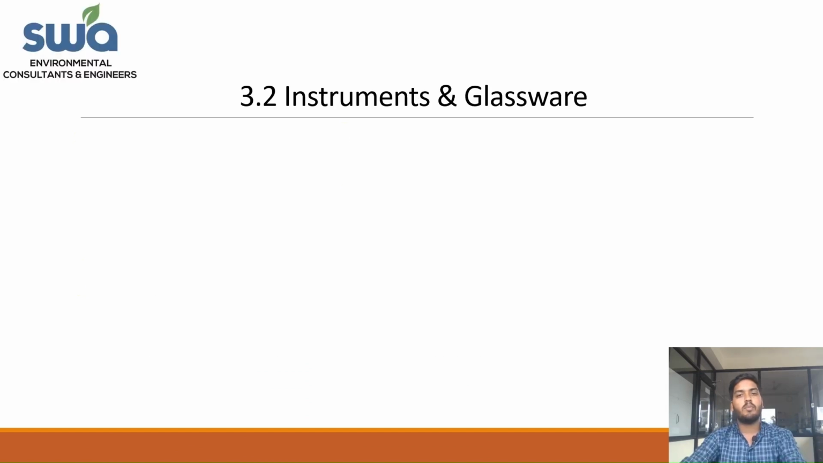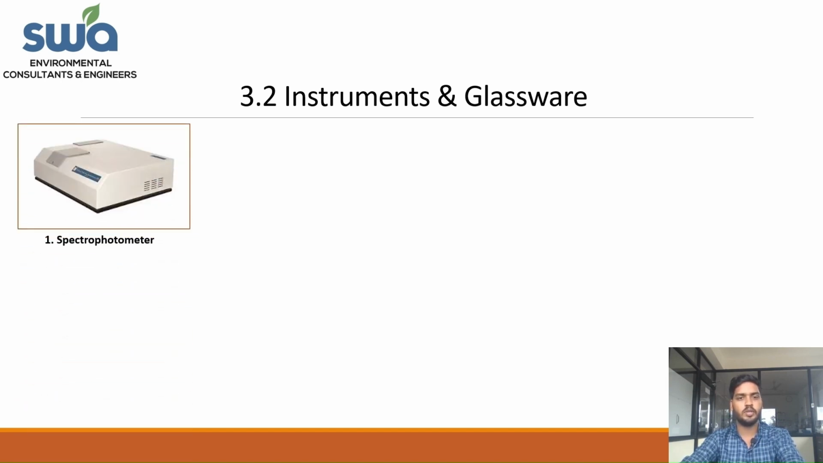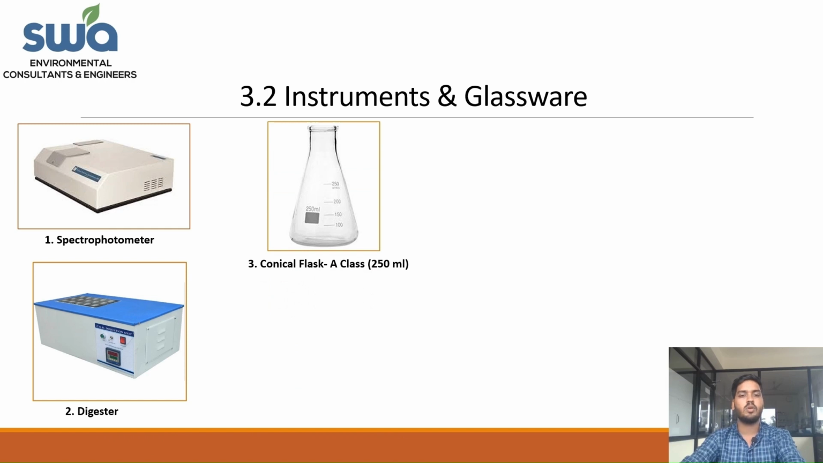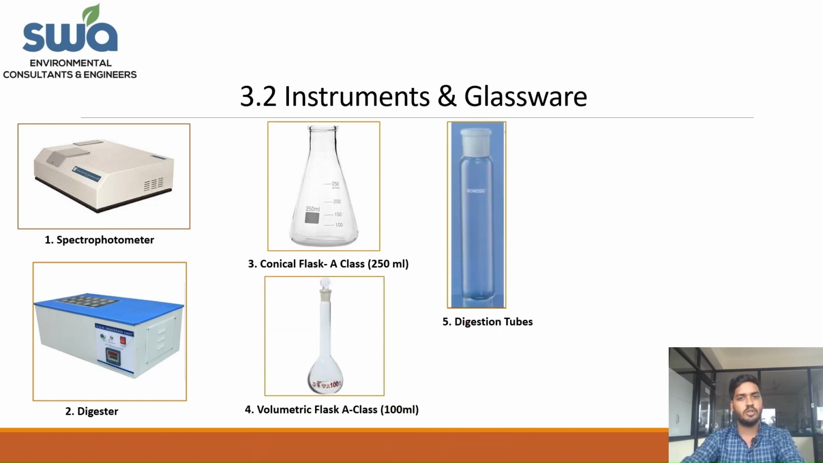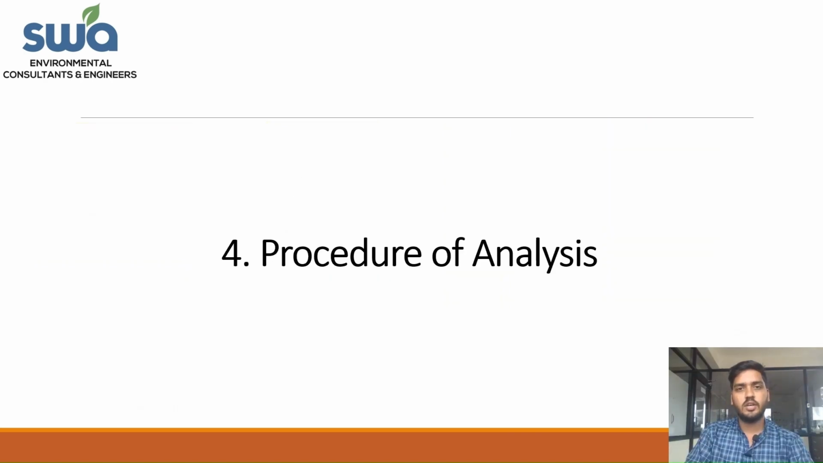Now let's see which instruments and glassware we will require to perform this procedure. Firstly, we will require a spectrophotometer for taking absorbance readings, a digester to digest the sample, conical flask, volumetric flask, digestion tube for digestion, and a pipette for adding reagents and samples. So these were the instruments and glassware we will require to perform this procedure. Now let's see the procedure of analysis for this process.